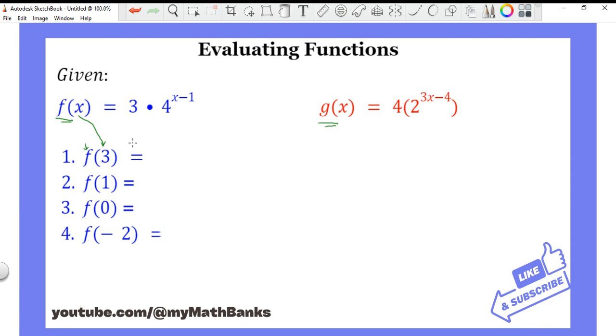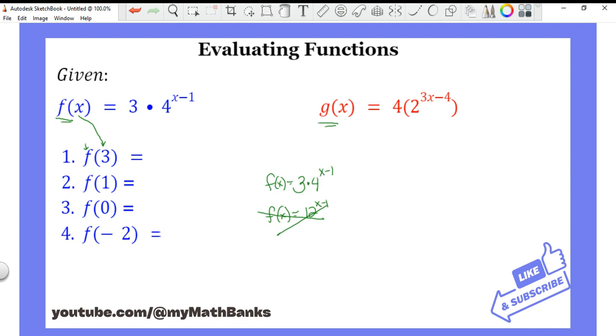So for instance, on f of 3, this right here is 3 times 4 to the power of x minus 1. Now, the common mistake is that you see the 3 and 4 and multiply them right away. When you do that, it's going to be wrong, because remember PEMDAS, you do the exponent first. So you don't actually get to multiply until you simplify the exponent.